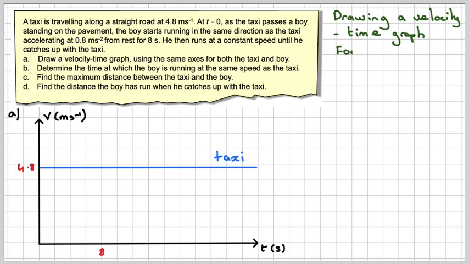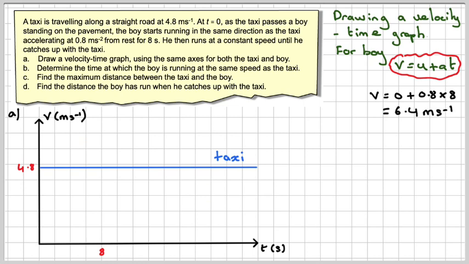The boy is accelerating at 0.8 meters per second squared. So for the boy, using suvat, v is equal to u plus at, and we can use suvat because the acceleration is constant. The initial velocity is 0 because he starts from rest, so v will be 0 plus 0.8 times 8, which will give me 6.4. So here we can mark on 6.4 and we draw a straight line like that, and that represents the acceleration. And then he moves off at a constant speed of 6.4 for the remainder of the journey.